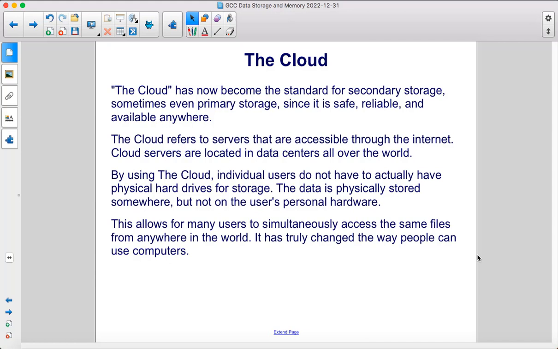The data is physically stored somewhere, but not on the user's personal hardware. This allows for many users to simultaneously access the same files from anywhere in the world. It has truly changed the way people can use computers.